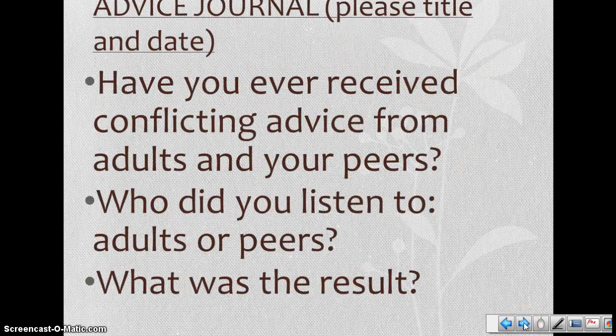And so we complete the advice journal. In the journal section of your notebook or binder or electronic device, please write advice journal, title, and date it, and answer: have you ever received conflicting advice from adults and your peers? Who did you listen to, the adults or your peers? What was the result? These questions are also on your handout. Pause the video now to answer this journal.